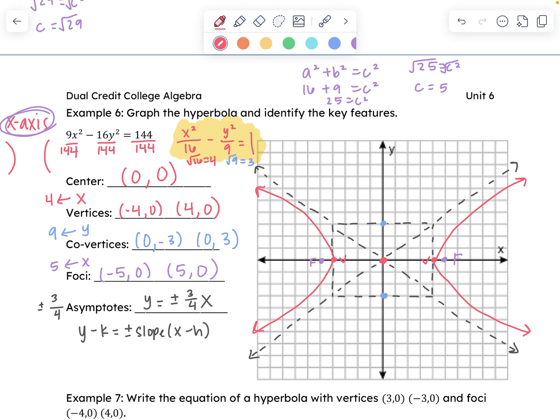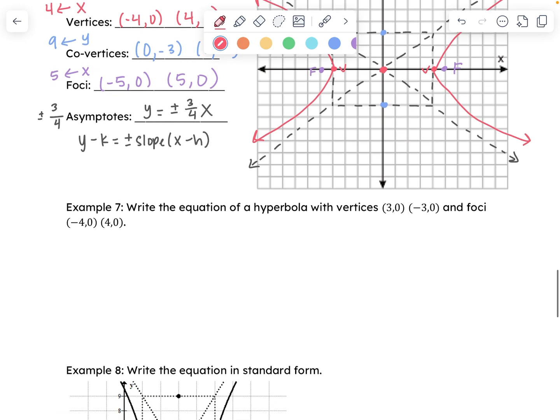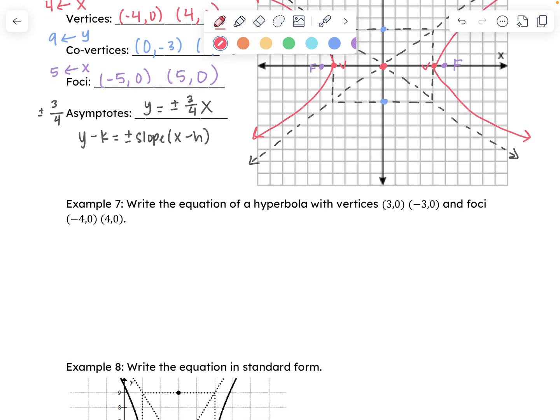Okay, we got 2 more examples, kind of like we did with the ellipse. We're going to take some key characteristics and write our equations based off of that, and then we're done. So, example 7, write the equation of a hyperbola with vertices (3, 0), (-3, 0), and foci (-4, 0) and (4, 0). So, let's start with our base.